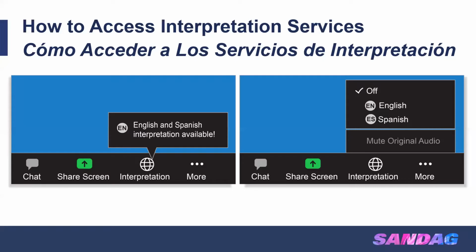To use the Zoom interpreting feature, please scroll to the bottom of the Zoom screen where the meeting controls are located. Click on the interpretation icon, which is the world icon, and select English as your language. If you are joining using the Zoom mobile app on a cell phone or tablet, please press the ellipses, then interpretation, and then choose your language. Thank you.